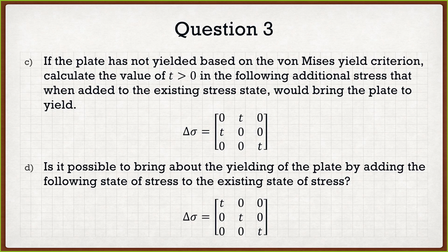So if this delta sigma in part D doesn't add any stress, will we ever make our plate yield if we add that stress? What do you think? No. Exactly. So this is kind of a trick question where in part D, it doesn't matter what value of T we have, it can be infinity. It's still not going to add any von Mises stress, so our plate would actually never yield. And I'll show you what happens in the calculations to show that.